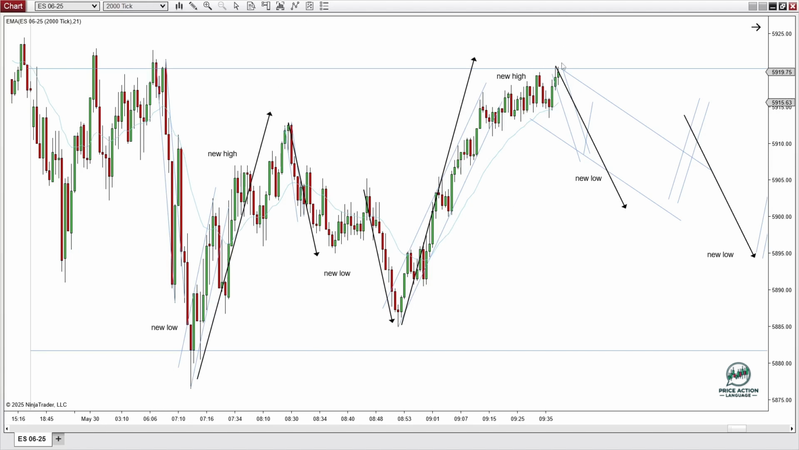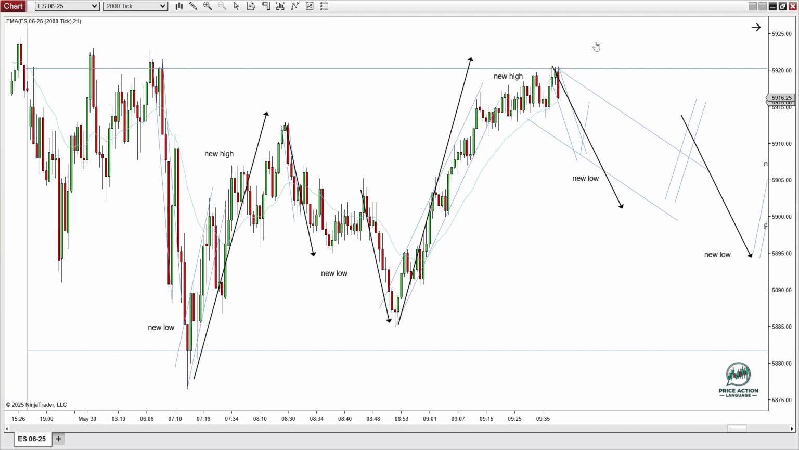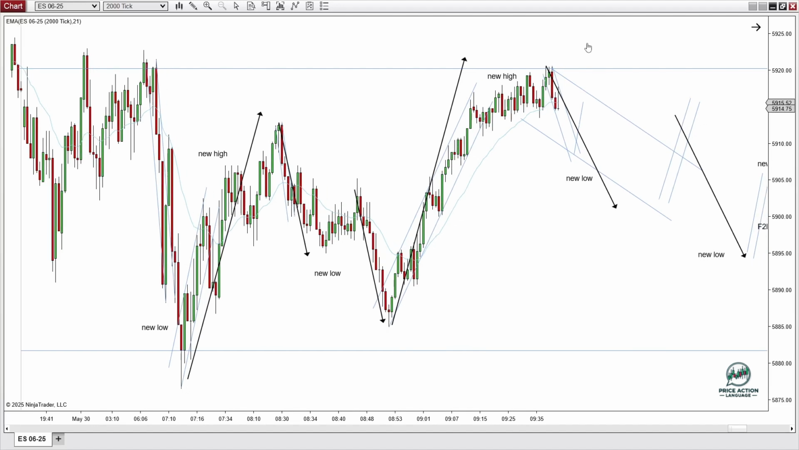So you get the two-legged pullback, and this gives us confidence that we don't want to be drawing any wider channels. We really expect the bears to step into the market given this resistance and these broad two bullish legs. So I'm really expecting a correction here. So let's see what happens.